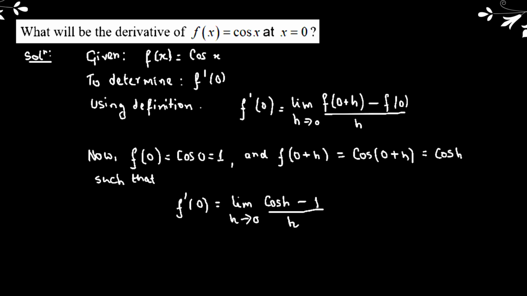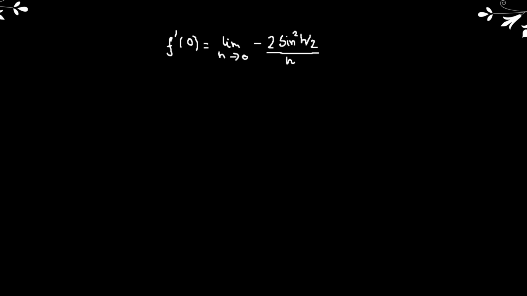So we are going to use the half angle formula. We know that cosine of h is equal to 1 minus 2 sine squared h over 2. Now we can rewrite this as cosine of h minus 1 equals negative 2 sine squared h over 2. We are going to replace the numerator cosine of h minus 1 with negative 2 sine squared h over 2, which is divided by h.